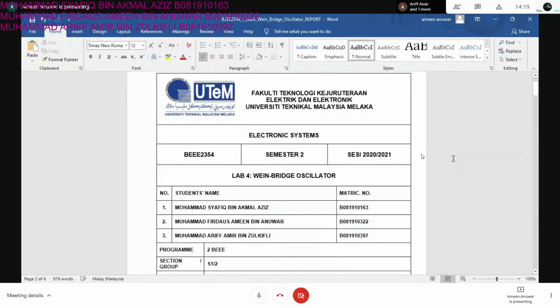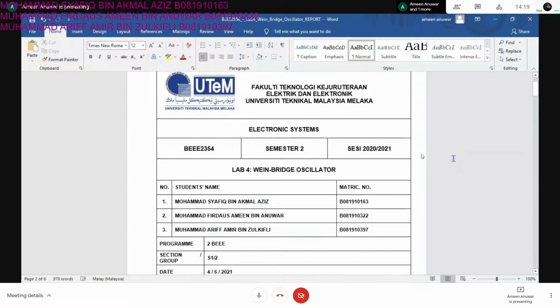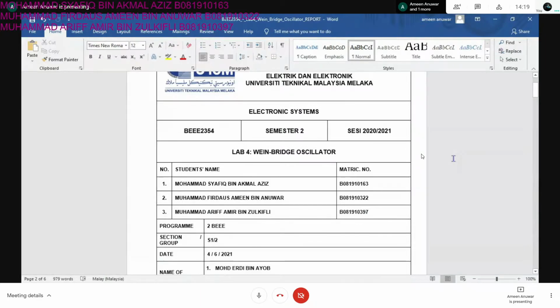This is our lab report for the Wien-Bridge oscillator, presented to you by Muhammad Shafiq bin Ahmad Aziz, Muhammad Firdaus Amin bin Anwar, and Muhammad Arif Amin bin Zulkifli.